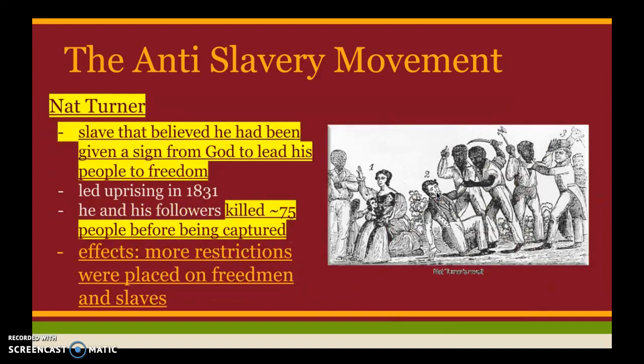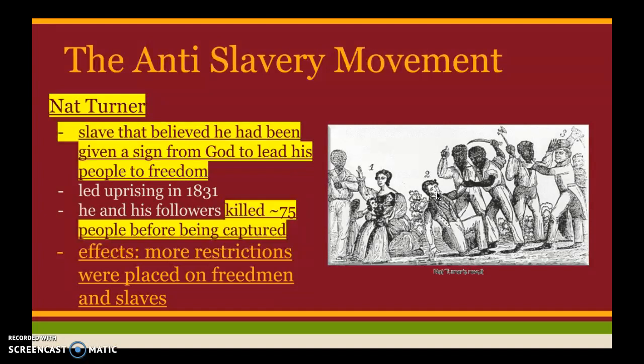What people feared most about David Walker's Appeal was that slaves would begin to rise up and attack slave owners, which is exactly what happened in Nat Turner's rebellion. Nat Turner was a slave that lived in Virginia, and he had received visions all of his life. He was very intelligent, and had learned how to read and write at a very young age.